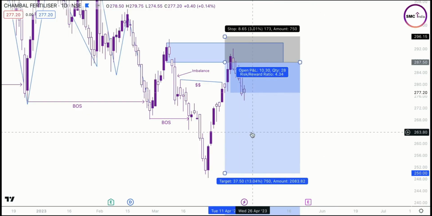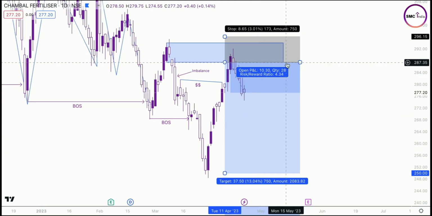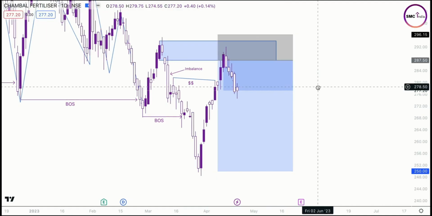This is a trade which is already running, and I've already given you an alert of booking partials and setting your stop loss at break even. So this is it. I've made you understand what order blocks are, and this is the end of this session, and now moving on to the next session.